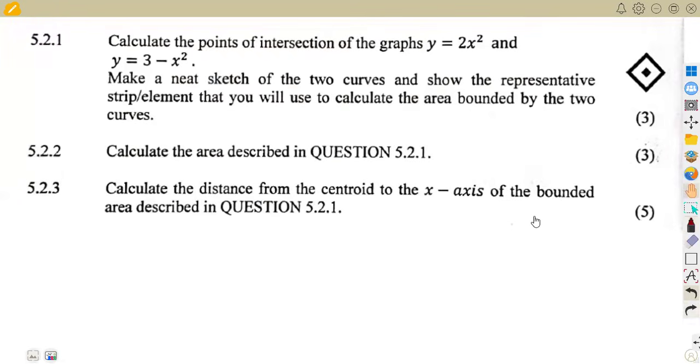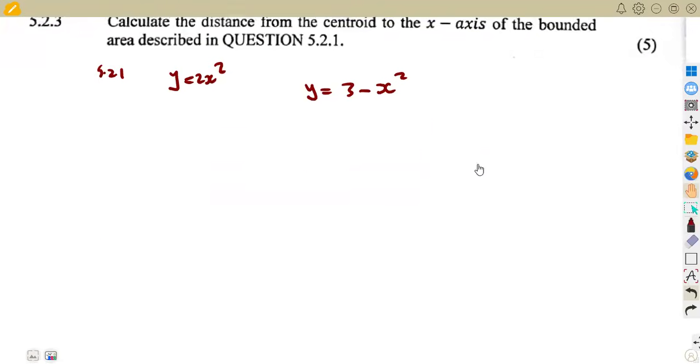The first part was to calculate the point of intersection of the graphs. So we're given two graphs. In this case, the one of y is equal to 2x squared, and also the one of y is equal to 3 minus x squared. So the first question was to calculate the point of intersection. All right, how do you calculate the point of intersection?